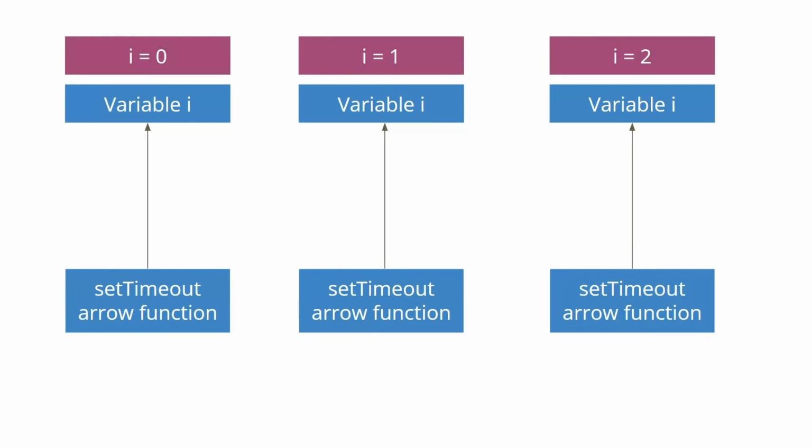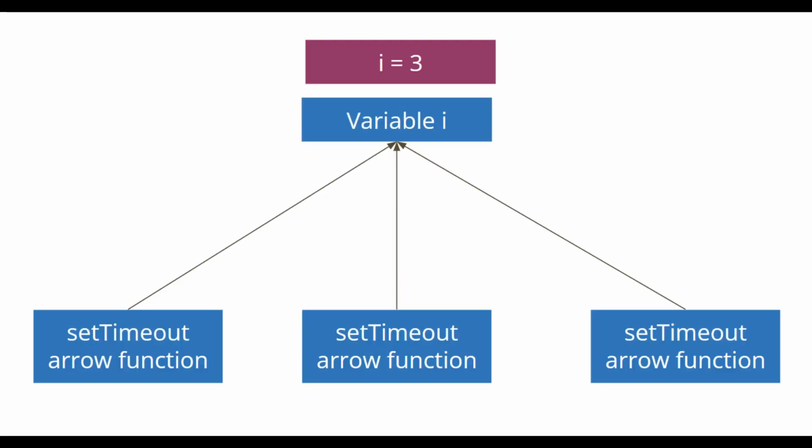So, when each arrow function is executed after 2 seconds, it prints the value of its own copy of the i variable. Previously, when we were using var, all arrow functions were pointing to the same global i, and the value of i had been updated to 3 by the for loop. As a result, all closures were getting value 3 simply because they were sharing the same variable instead of getting an independent copy.